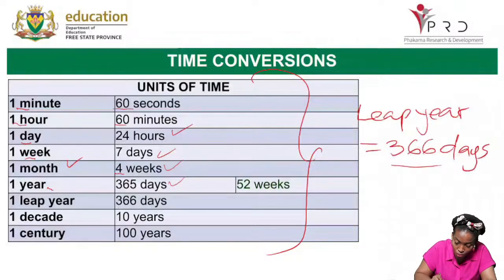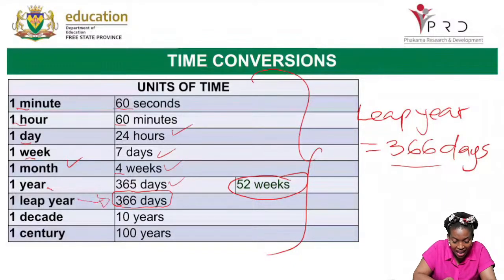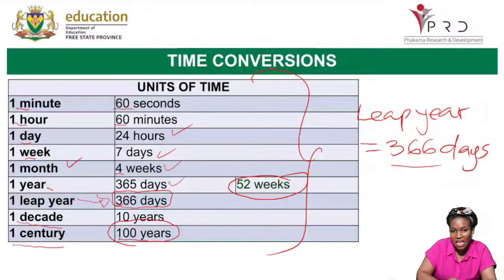And then that also means that it gives us 52 weeks. Oh, there is the leap year. I'm sorry, I didn't see it. A leap year would give us 366 days. A leap year means that 1 year whereby February ends on the 29th. So a leap year happens every 4 years. And then when you talk about a decade, we are talking about a period of 10 years. When you talk about a century, we are talking about a period of 100 years.